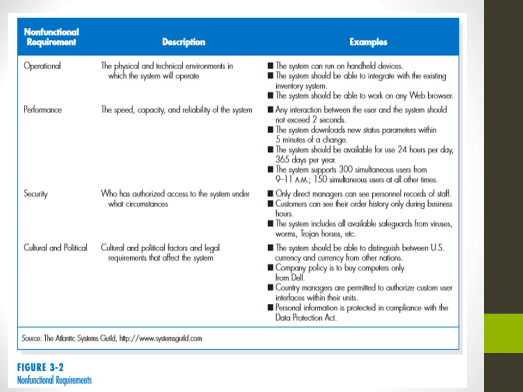And lastly, cultural and political. It means that cultural and political factors are legal requirements that affect the system, which means that the system should be able to distinguish between the US currency and currencies from other nations. And the company policy is to buy computers only from Dell. Country managers are permitted to authorize customer user interfaces within their units, and personal information is protected in compliance with the Data Protection Act. These are all the types of non-functional requirements.